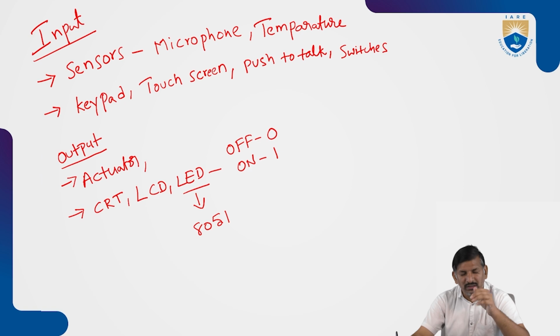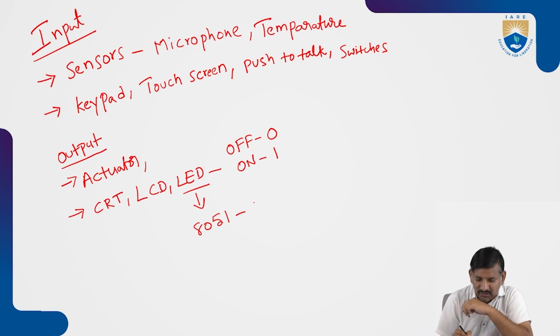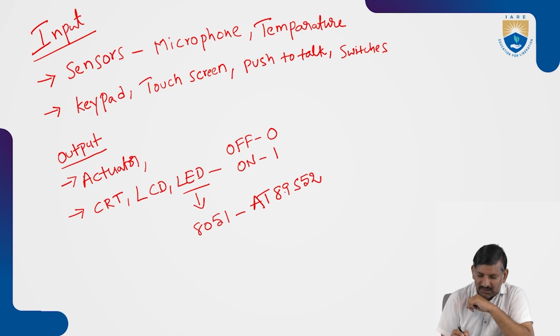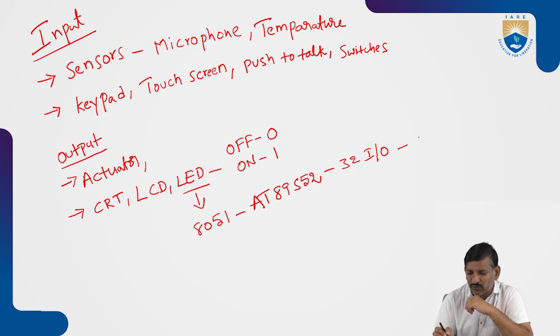Suppose I am considering an 8051 variation, that is 89S52. I am taking this processing element. It contains 32 input and output pins. These are classified into 4 ports: port 0, port 1, port 2, port 3.